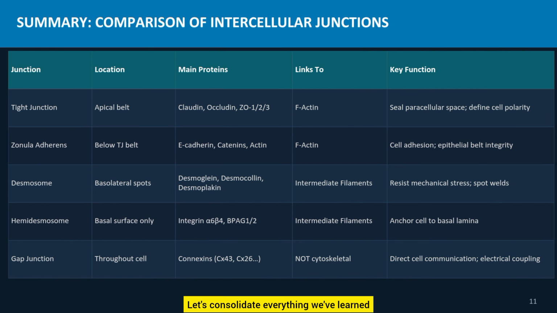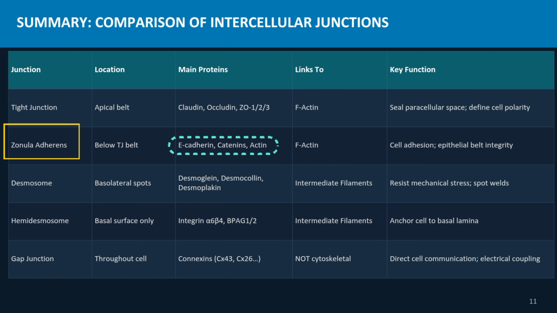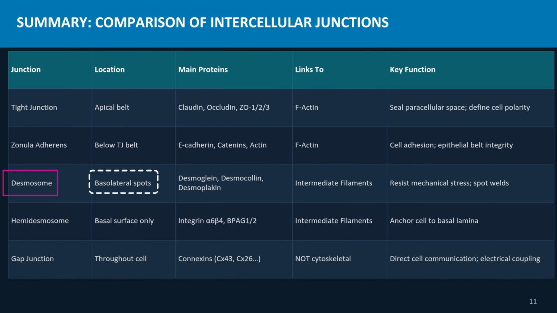Let's consolidate everything we've learned into one clean comparison. Tight junctions, apical belt, proteins, claudin, occludin, ZO proteins, links to F-actin, function, seal and define polarity. Zonula adherens, just below, also a belt, proteins, cadherins, links to F-actin, function, adhesion and mechanical integrity. Desmosomes, basolateral spots, proteins, desmoglein, desmocollin, desmoplakin, links to intermediate filaments, function, resist mechanical stress.